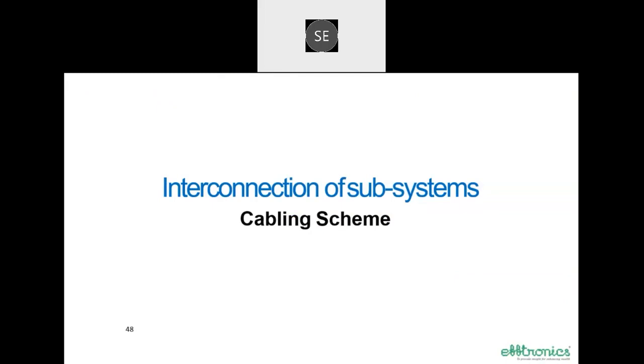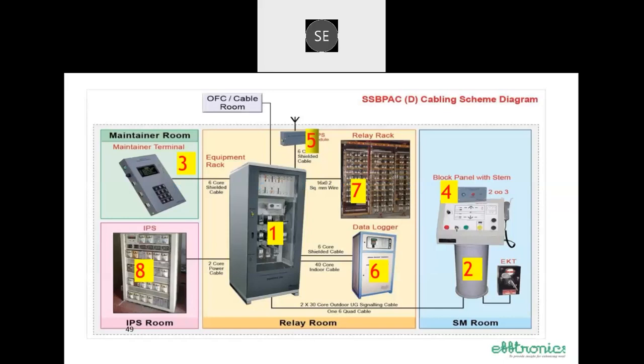Now moving down to how all these subsystems are interconnected, or we can say the cabling scheme for interconnection. When we look at this picture, we can see there are 8 portions in the picture. The first one is the equipment rack.